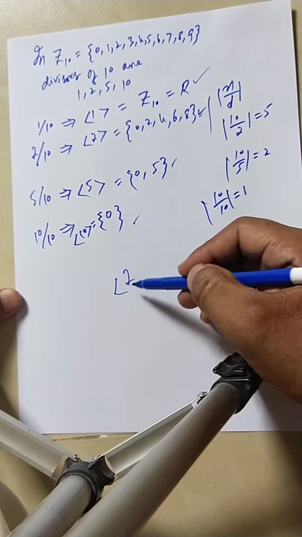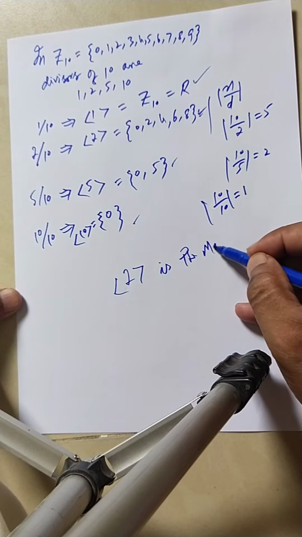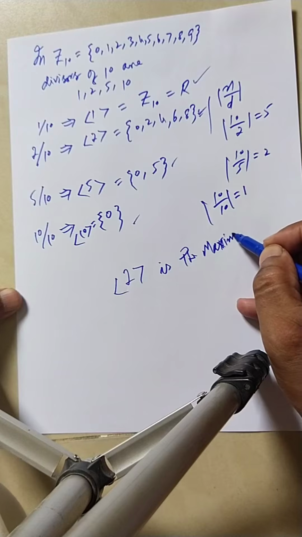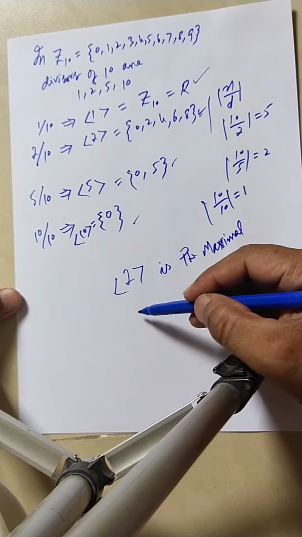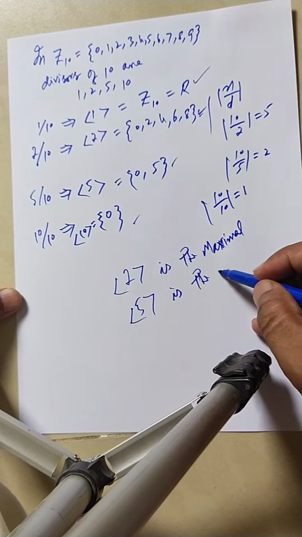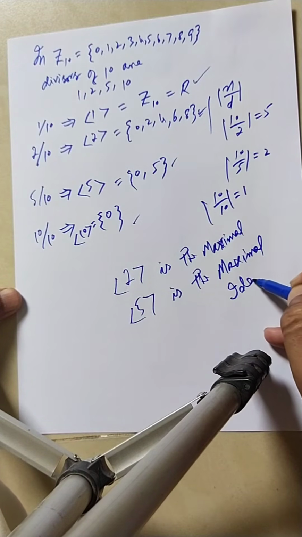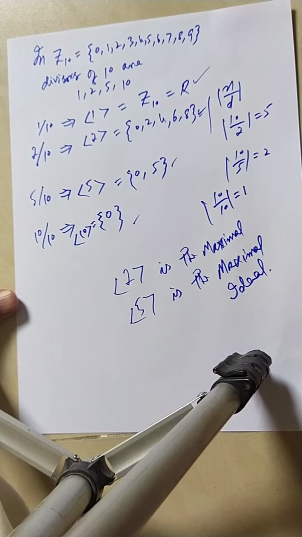The ideal generated by 2 is maximal, and next the ideal generated by 5 is maximal. In Z10 these are the 2 maximal ideals.